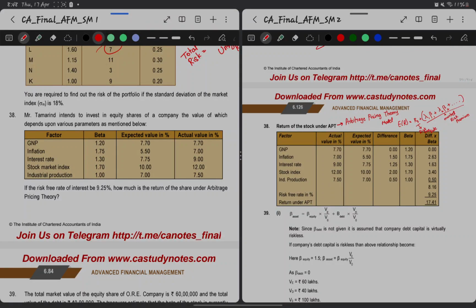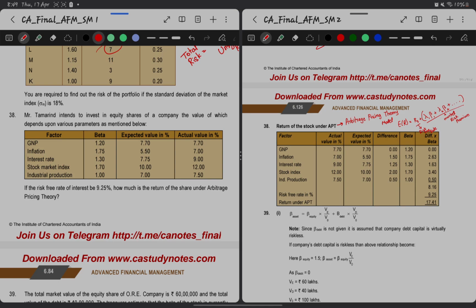Hi CA students, let's revise CA Final AFM Chapter 6 Portfolio Management Practical Question 38. Mr. Tamarind intends to invest in equity shares of a company, the value of which depends upon various parameters as mentioned below. They have given 5 factors and beta for those factors, and then both the expected value and the actual value. If the risk-free rate of interest is 9.25%, how much is the return of the share under the arbitrage pricing model?